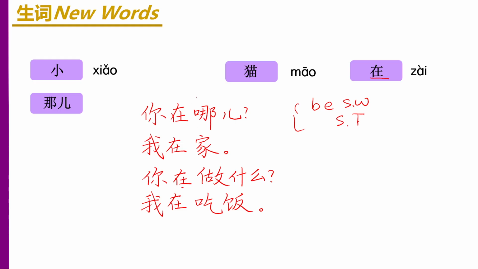Okay. So next one, 那儿. So 那儿, you can see it's not 哪儿 like that. Okay, be careful. So what's the meaning according to you? That, there. Okay. So and 这儿, what is that? This, here. So there, here, this, that. 这那.